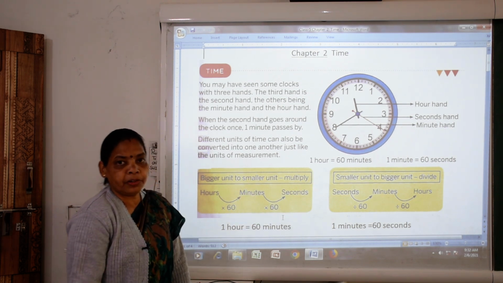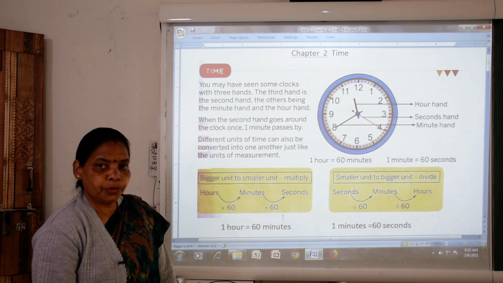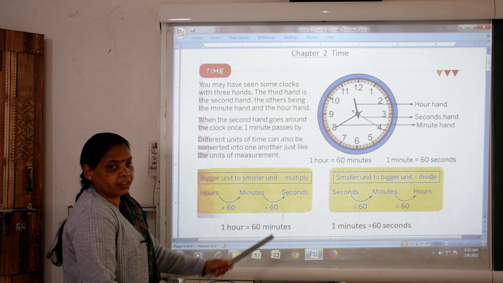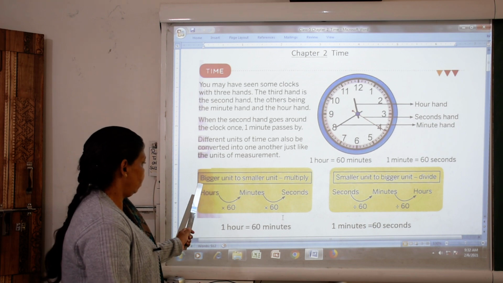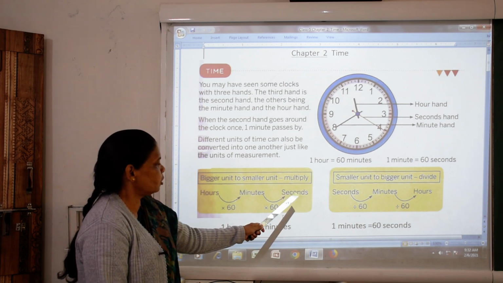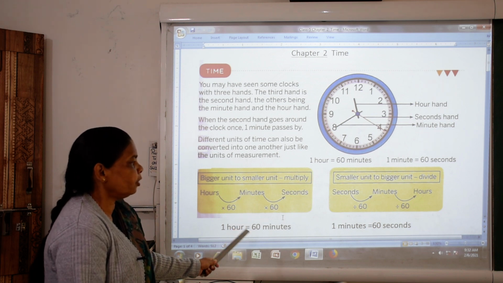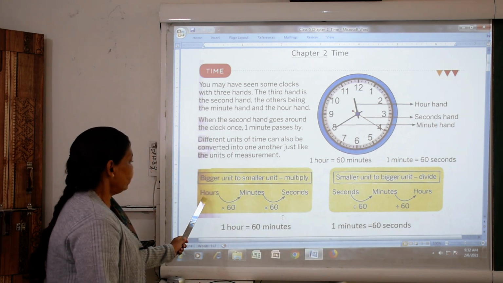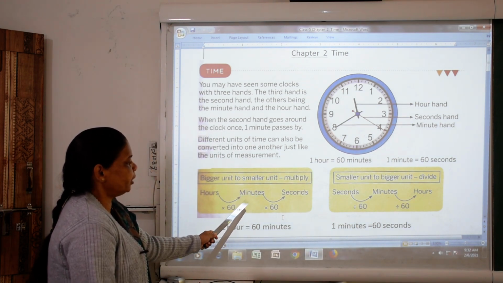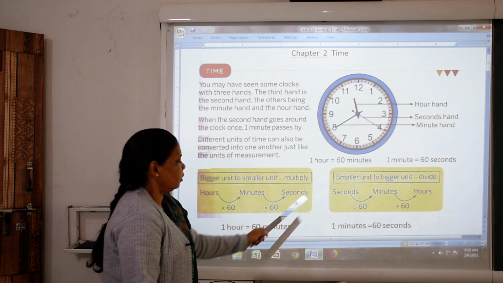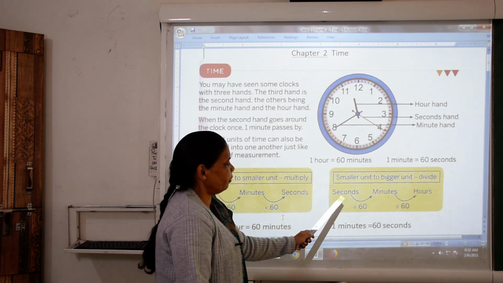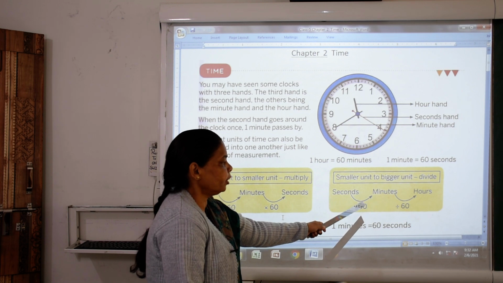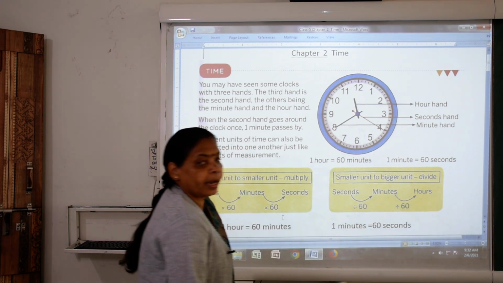In this chapter we will learn how to convert one unit to another unit. In the same way that we learned in the previous chapter, if we convert a bigger unit to a smaller unit, we multiply, and if we convert a smaller unit to a bigger unit, we divide. 1 hour is equal to 60 minutes and 1 minute is equal to 60 seconds. When we change second to minute we divide, and minute to hour we divide by 60.